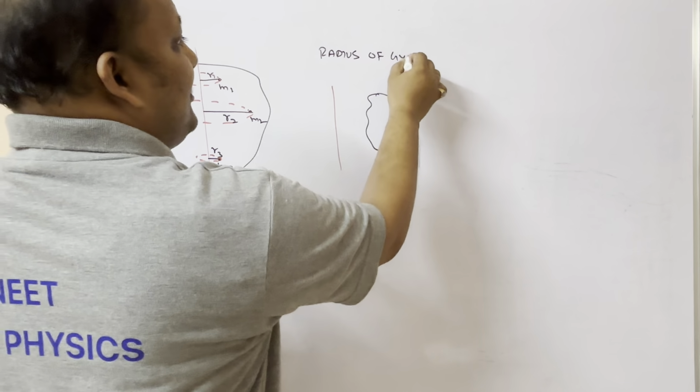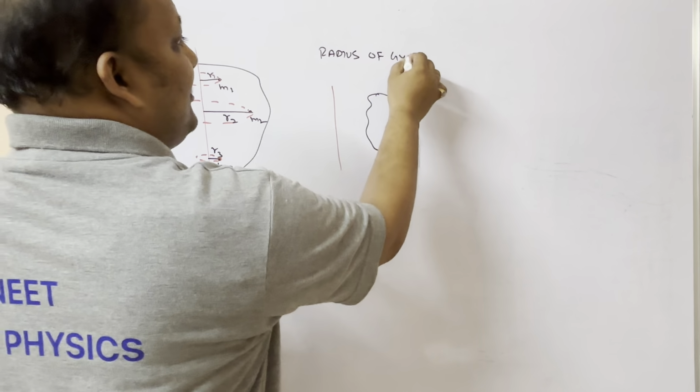Units for moment of inertia are kg meter square. Dimension formula is M L square. Units for radius of gyration is nothing but distance, so meters. Therefore, the dimension formula is going to be L. So, like this we can take.